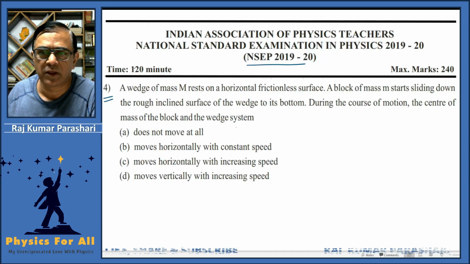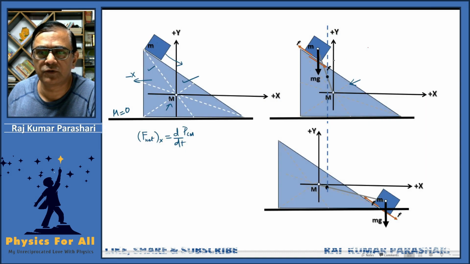In this problem, we are supposed to find the course of the motion of the center of mass of the block plus wedge system. If you look at this problem carefully, this is the center of mass of the block and this is the center of mass of the wedge. The center of mass of the combined system has to lie somewhere on the line joining the two centers of mass, and this is the center of mass of the system. As the block slides down, the wedge travels in the backward direction.